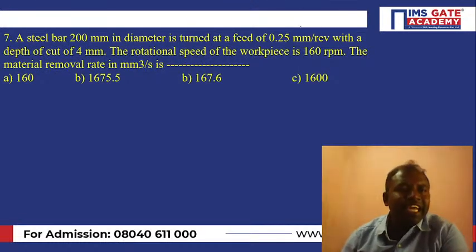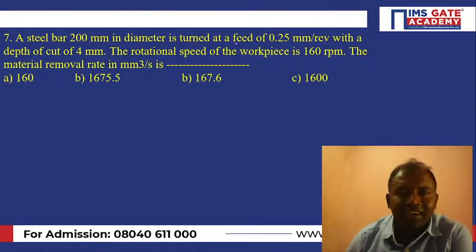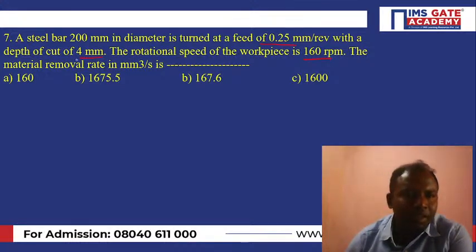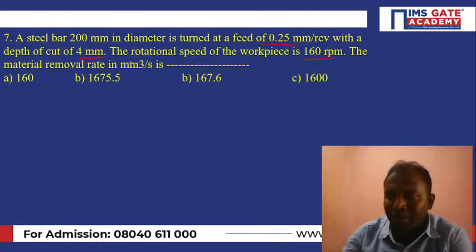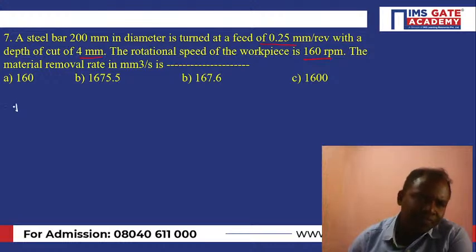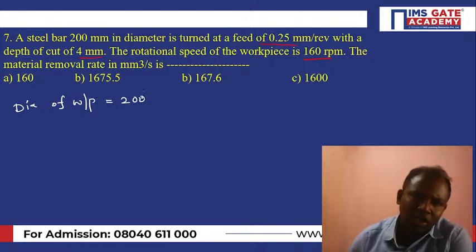Right. A steel bar of diameter 200 mm is turned at a feed of 0.25 mm per revolution with a depth of cut of 4 mm. The rotational speed of the workpiece is 160 rpm. The material removal rate in mm cube per second you have to calculate. Okay, now write the given data. The diameter of the workpiece is 200 mm.